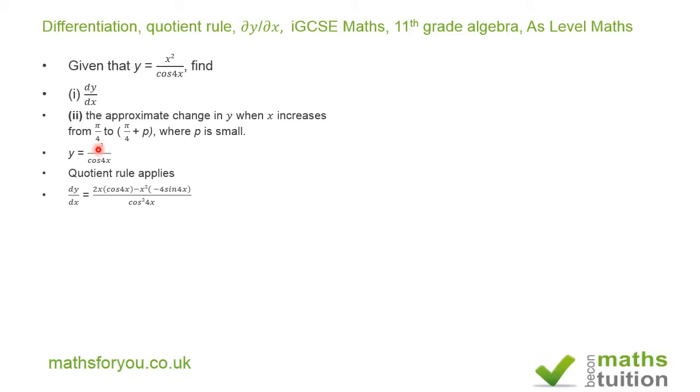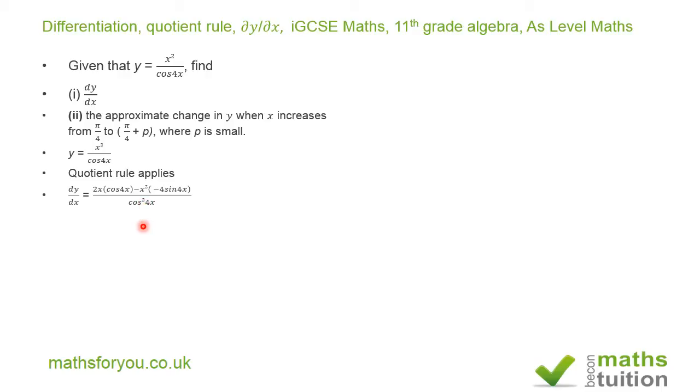Firstly, you differentiate the numerator. When you differentiate x squared, you have 2x times the denominator, which is cos 4x, minus the numerator, which is x squared, times the differentiation of the denominator. In this case, if you differentiate cos 4x, you get minus 4 sine 4x, and then divided by the denominator squared, and that's dy dx.